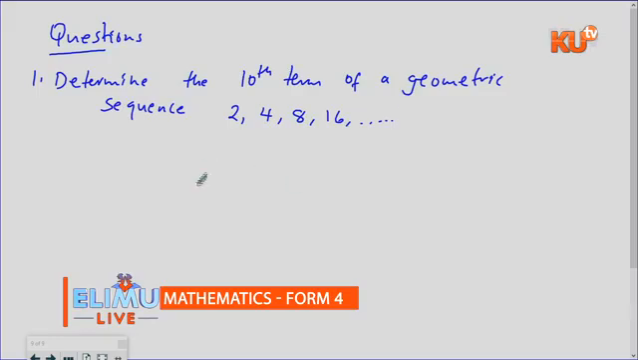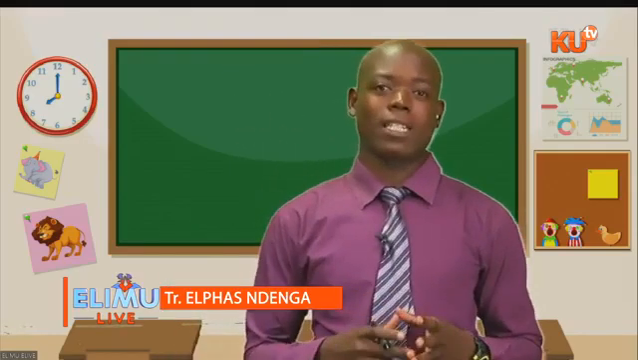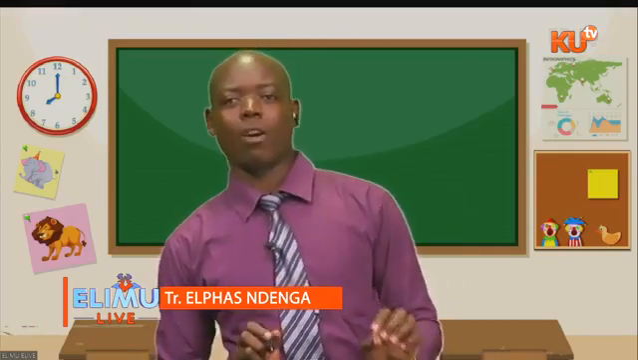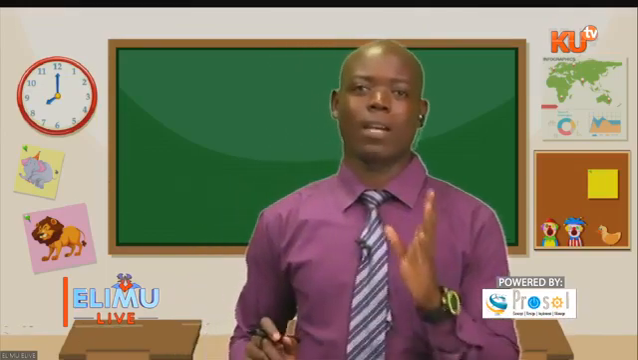So what we do is we identify, in our sequence 2, 4, 8, and 16, the first term. And then identify the value for n. And then finally, we identify the common ratio. And so how do we get the common ratio? You take the second term divided by the first term, which will be the same figure if you take the third term divided by the second term, and the same value when you take the fourth term divided by the third term.